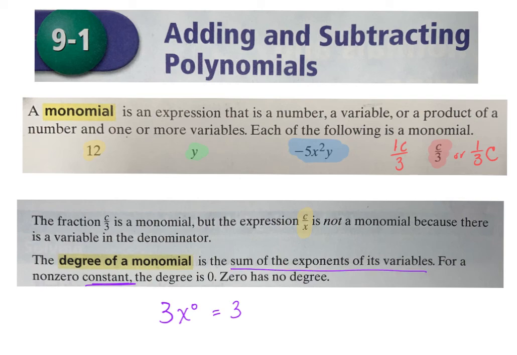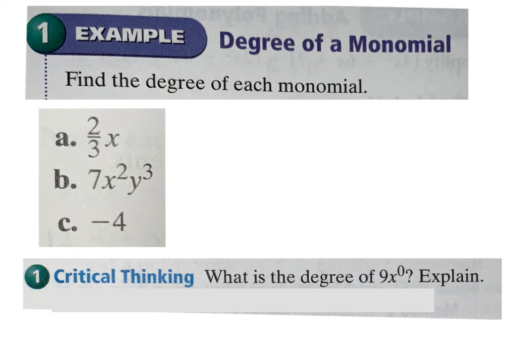So let's look at the first example. Find the degree of each monomial. And so a is 2/3 x. So we are going to look at the degree based on the exponent. What's the exponent on the x? When I don't see it, it's just a 1. So my degree here would be 1. For the second one, I have two variables. I have x squared and y cubed. My degree for this one would be 5.